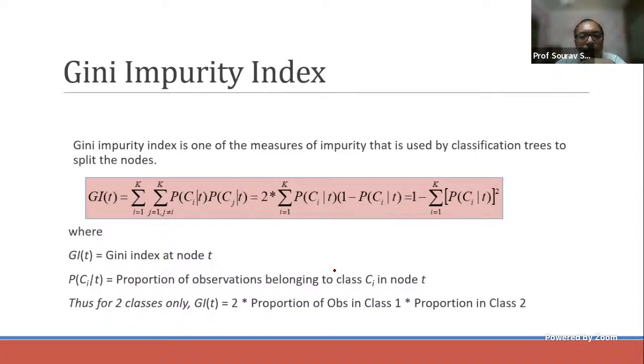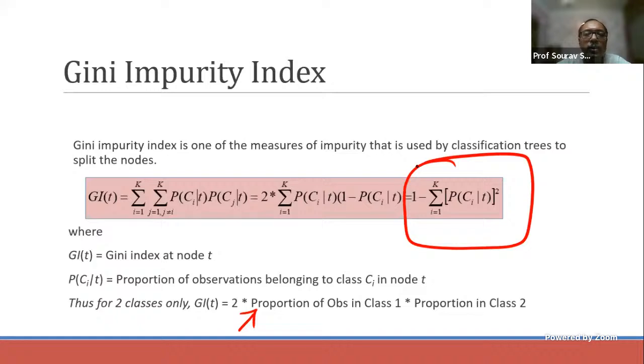So this is the Gini impurity index which we were talking about. Here is how you can measure Gini index: 2 times proportion of observations in class 1 multiplied by proportion in class 2, or again, this is the one which I generally use, 1 minus the sum of the squared proportions of the classes. That is how you get Gini index.